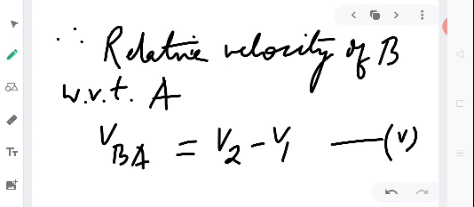For this, we will be making use of equation number 5. From equation 5, we note that the relative velocity, that is VBA, will be 0, negative or positive depending upon the relative magnitudes of V1 and V2. I repeat, from this equation we note that the relative velocity VBA will be 0, negative or positive depending upon the relative magnitudes of V1 and V2.